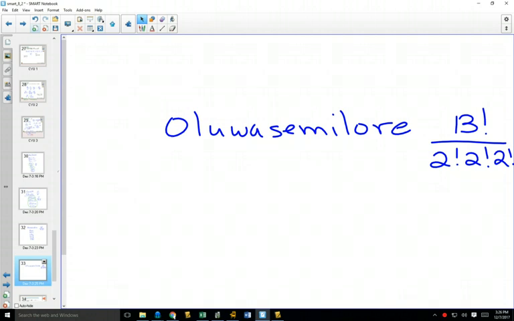So our next section deals with this. How do you arrange things when you have identical objects? And in our names, sometimes we have identical objects.